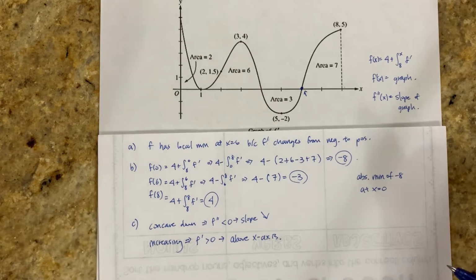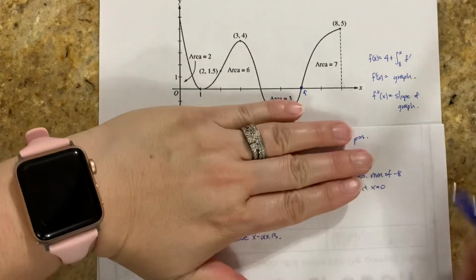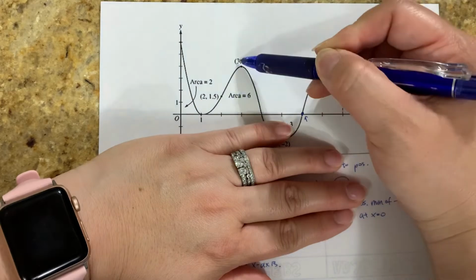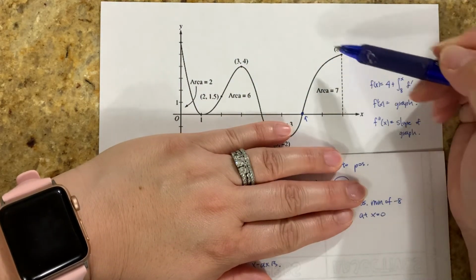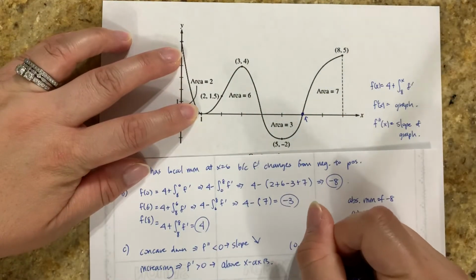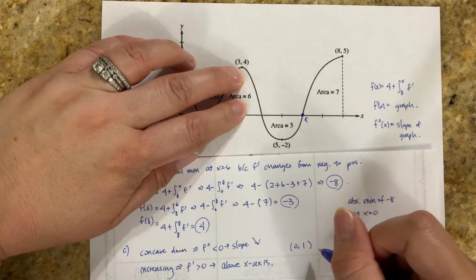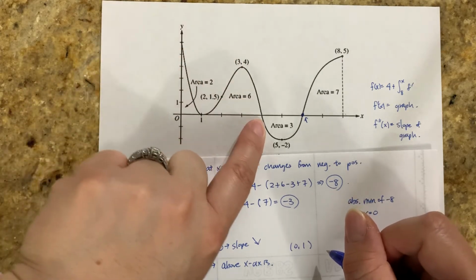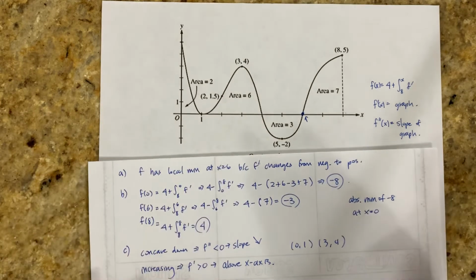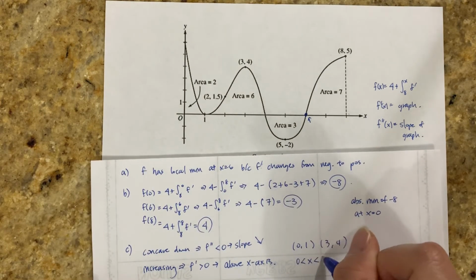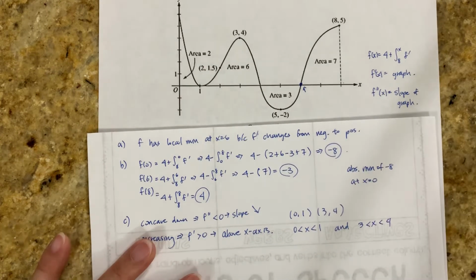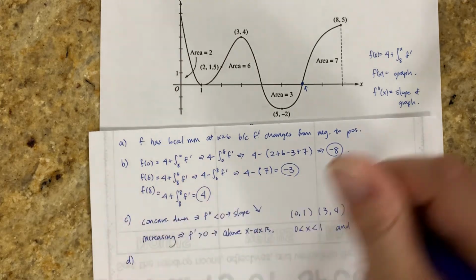All right, so which part of my graph is above the x-axis? Well, all of these, right? But it has to be decreasing. So this is decreasing, increasing, decreasing, increasing. So decreasing here to here, decreasing here to here. So the intervals are 0 to 1, and then 3 to 4. All right, so those are my intervals. You can write 0 less than x less than 1 and 3 less than x less than 4. Okay, that's it. And that was shockingly easy.